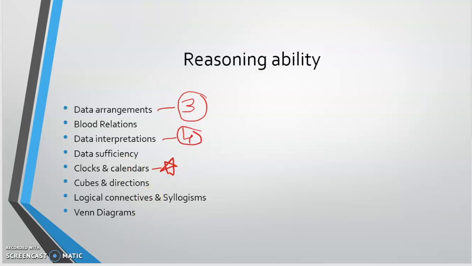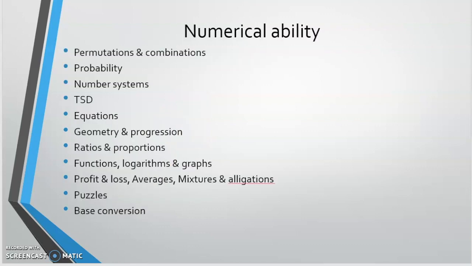I'm going to mark the topics important according to me with a star mark. That doesn't mean the remaining are not important. Please concentrate on all the topics equally. The next part is numerical ability. In numerical ability, we have permutation, combination, probability, number systems, time, speed and distance, equations, geometry and progressions, ratios and proportions, functions, logarithms and graphs, profit and loss, averages, mixtures and alligations, puzzles and base conversion.